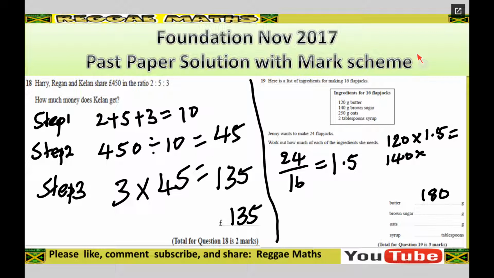140 times 1.5 equals 210. 250 times 1.5 equals 375. 2 times 1.5 equals 3.